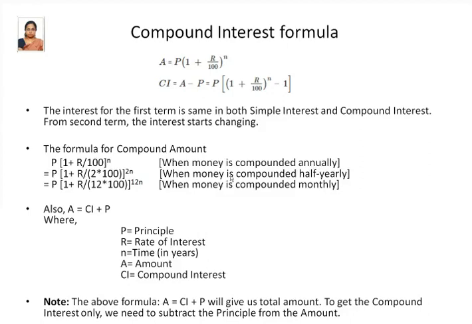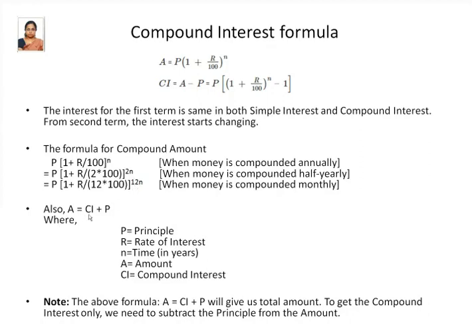When it is compounded annually, we have the normal formula given here. But when it is compounded half yearly, that means every 6 months you calculate the interest, then the rate of interest will become R by 2. That's why you're dividing by 2, and the time will be multiplied by 2, so it's going to be 2n. Similarly, when you calculate monthly, the rate of interest will be divided by 12 and the time will be multiplied by 12. Otherwise, it is almost the same calculation.